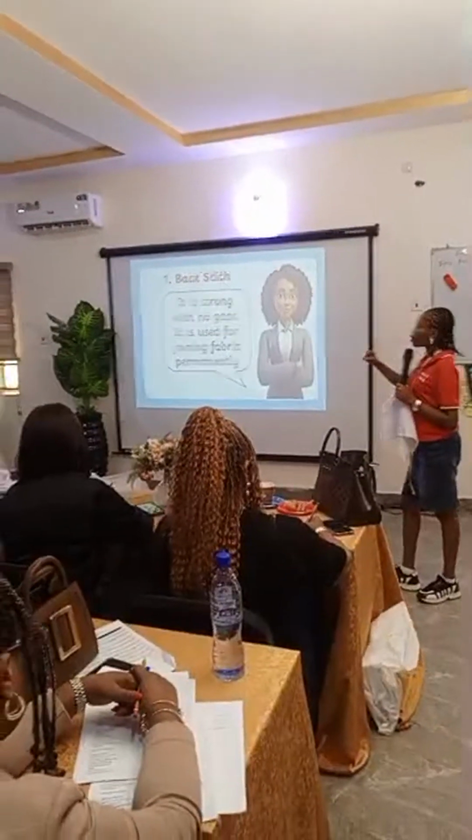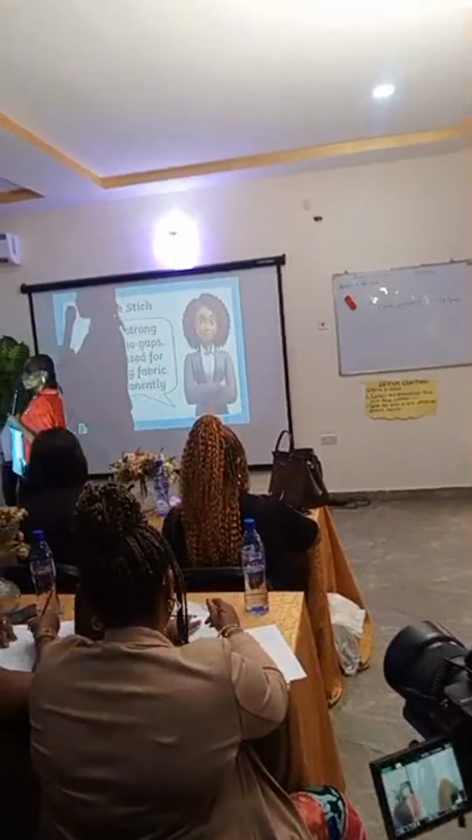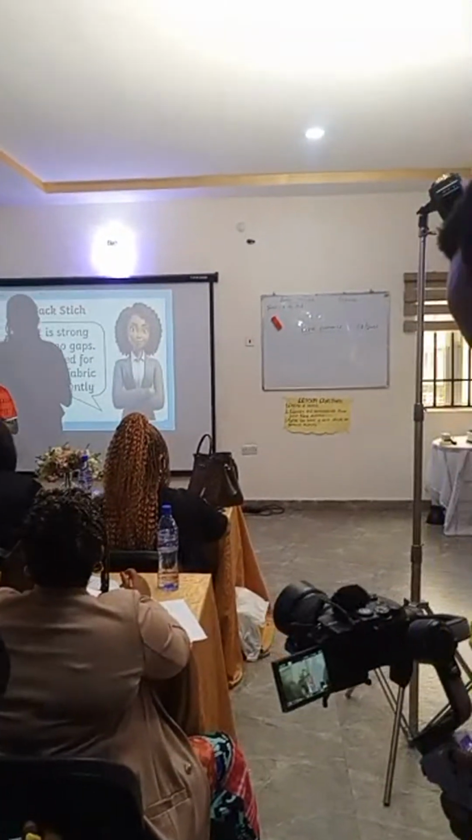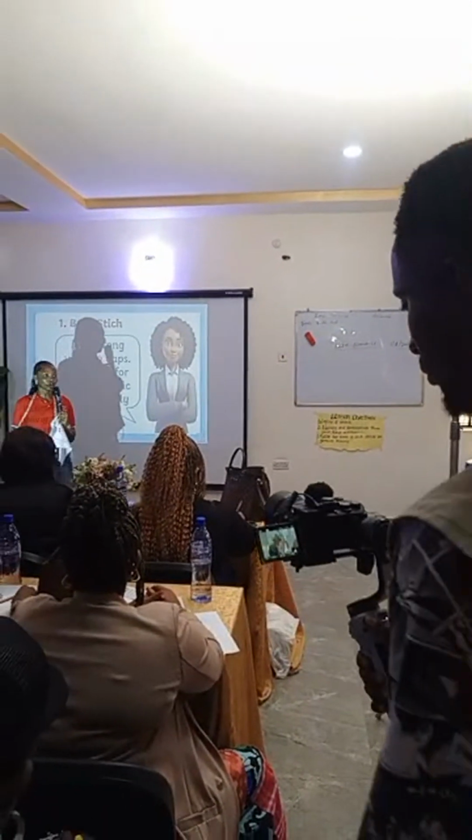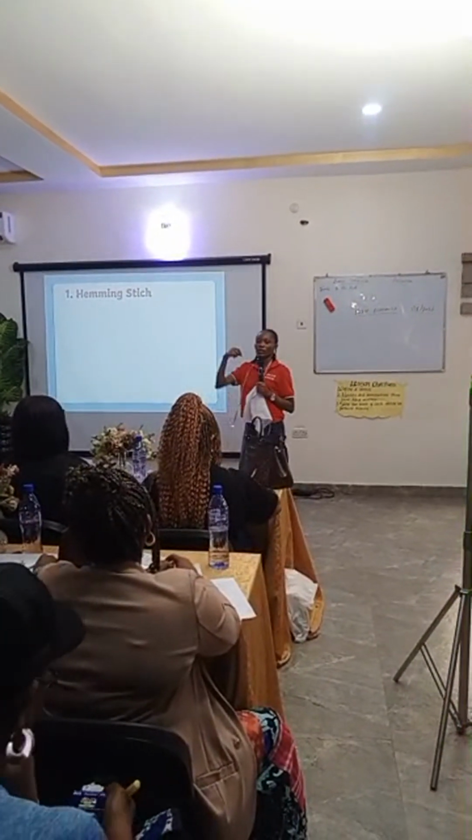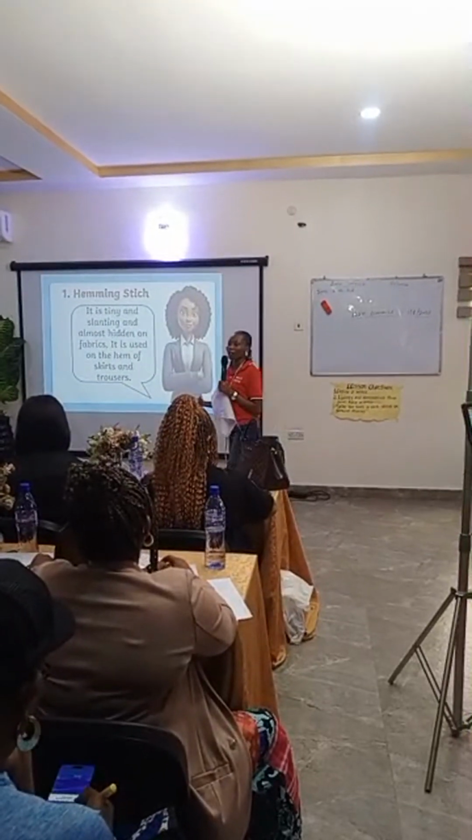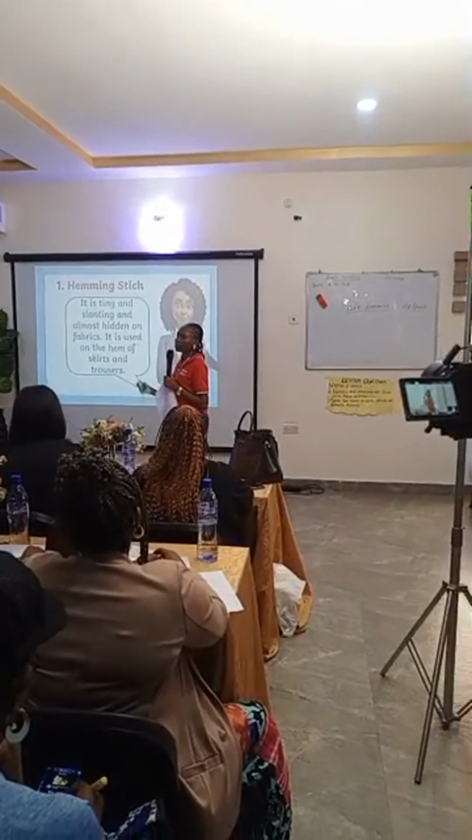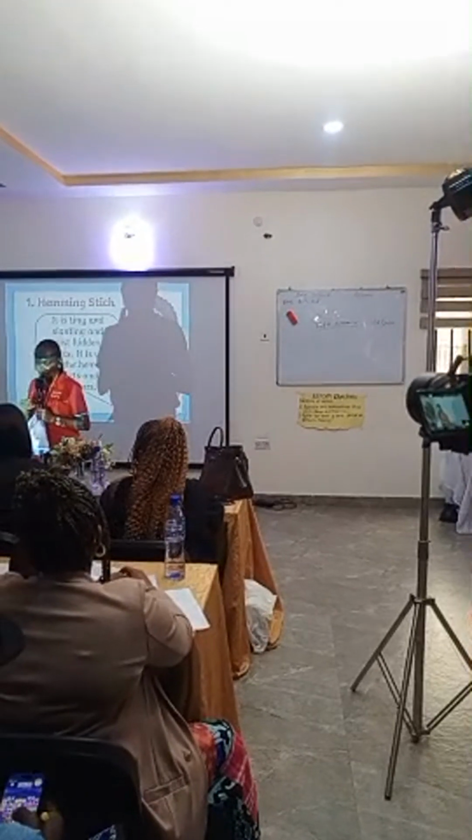So we now have the hemming stitch. Hemming stitch is the type of stitch that is made to hold the edge of a cloth. After sewing your clothes, it will look very unprofessional if you don't hem them. So you fold the clothes backward, then you stitch it. We are going to make a demonstration of these stitches.